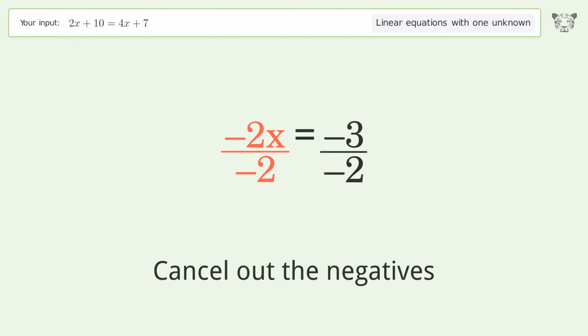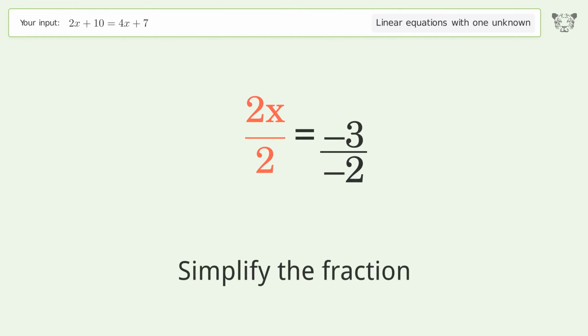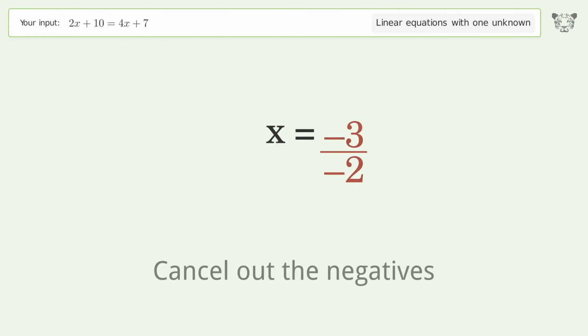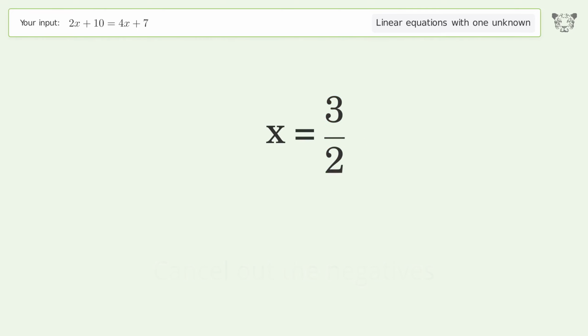Cancel out the negatives. Simplify the fraction. Cancel out the negatives. And so the final result is x equals 3/2.